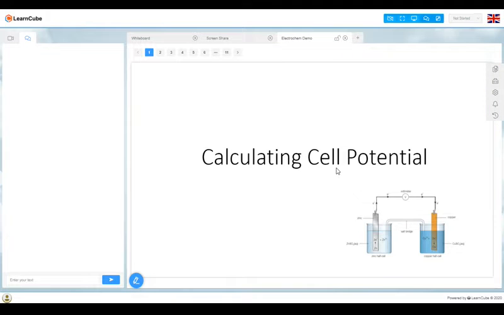So calculating cell potential. You can see in the small inset figure, it's an electrochemical cell and it has two metal strips. They are known as the electrodes, and we need to calculate the potential difference between these two electrodes. In physics, you want to know what the voltage is. So this voltage is nothing but the cell potential. It is the EMF of the cell when no current is drawn through the cell.